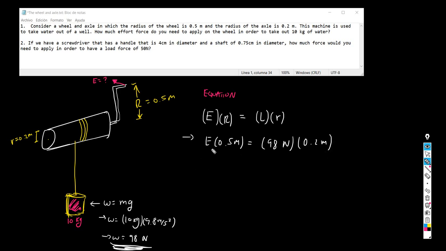That's it, guys. You see, we have come up with an equation with only one variable, which is the effort. And let's just isolate the effort.